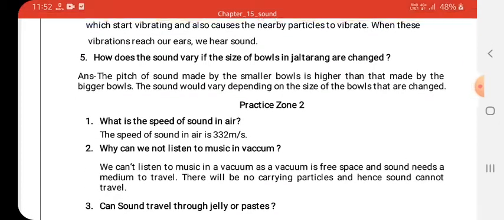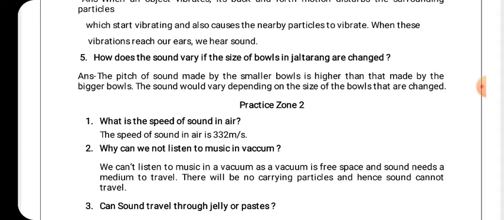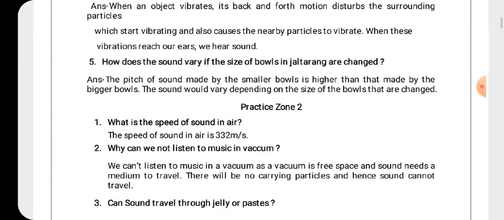Next is, how does the sound vary if the size of the bowls in the jal tarang is changed? जितनी छोटी जो बाउल है होगी तो it will have higher pitch, उसकी ज़्यादा साउंड होगी, whereas the bigger bowls, उनकी pitch है जो वो lesser होती है. तो the higher the pitch, more will be the frequency, उतनी sharper the voice will be.